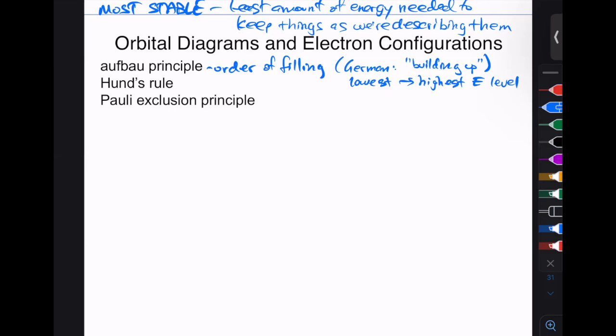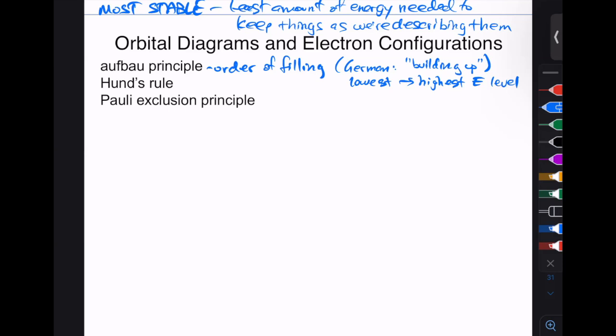Hund's rule and Pauli exclusion principle, I'll go back to those when we get to them in our description of orbital diagrams and electron configurations. Actually, Pauli exclusion principle we already talked about a little bit on Friday. That was the idea that you can't have two electrons at the same place at the same time, even though we can't ever see exactly where they are. Remember, this is now all probability. We can at least posit that wherever they are, they can't be at the same place at the same time.